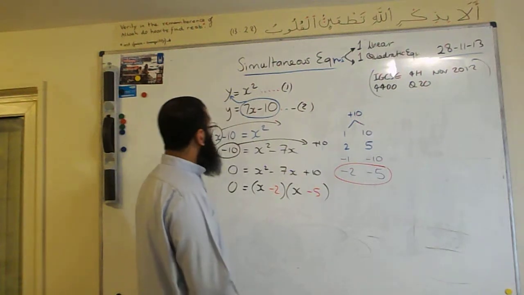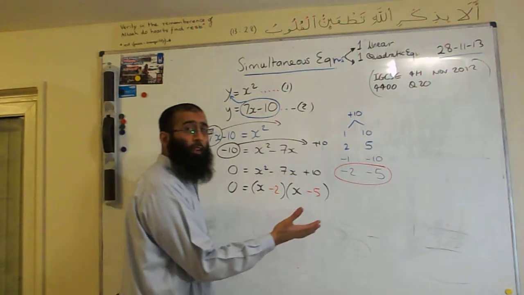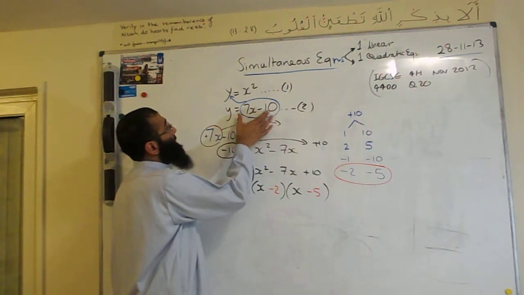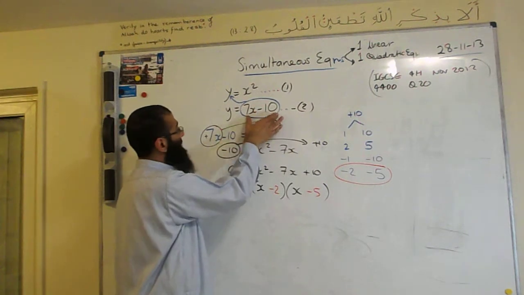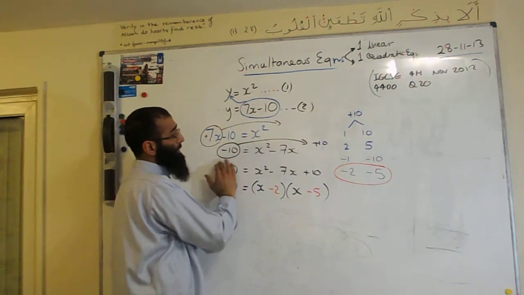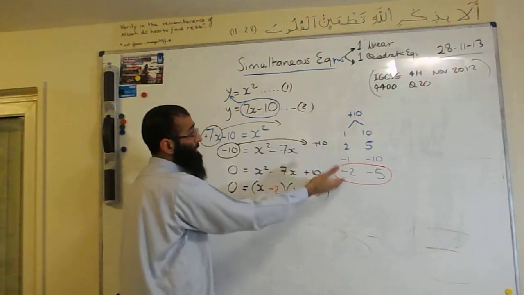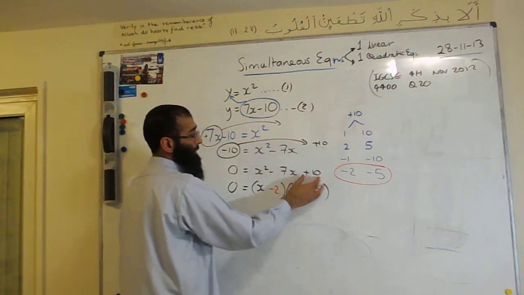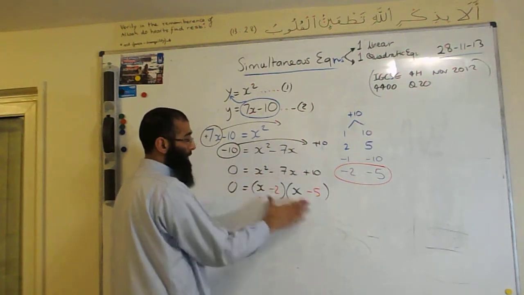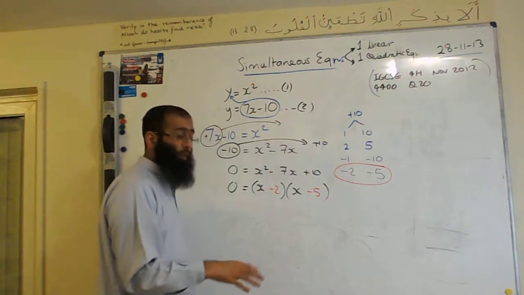Okay, happy with that? Now, let's quickly recap what we've done so far. We substituted for y what y is. We rearranged it, made it look like a quadratic equation. We factorized it by looking at the factors of 10, two numbers that multiply to give you 10 and add to give -7, and we put them in. Now we just solve it.